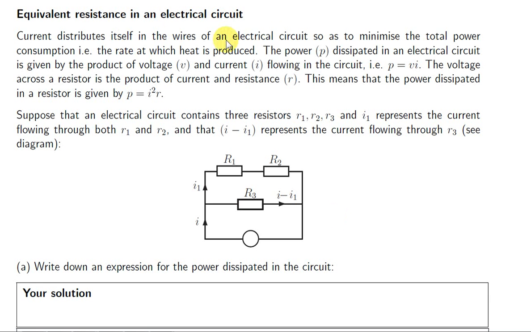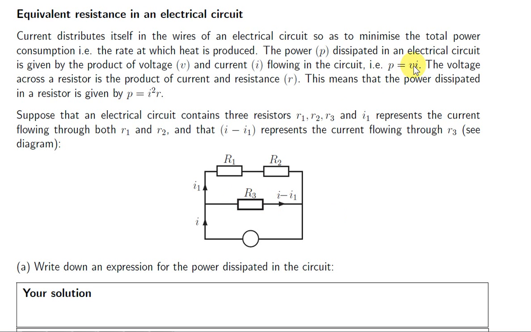Current distributes itself in the wires of an electrical circuit so as to minimize the total power consumption. The power P dissipated in an electrical circuit is given by the product of the voltage and current I flowing in the circuit. So for example, the power dissipated as current flows through a resistor is given by the product of the voltage drop across the resistor and the current flowing through the resistor.